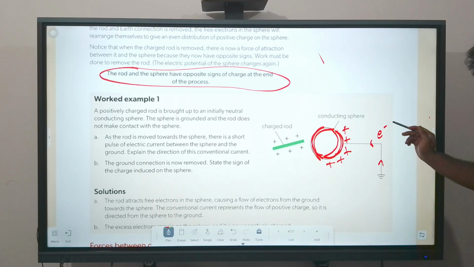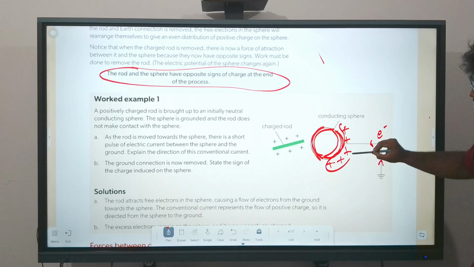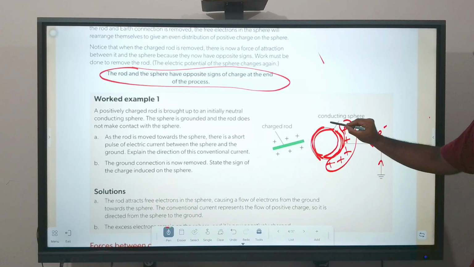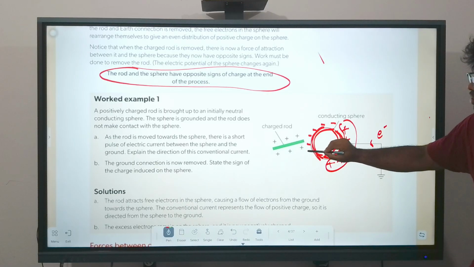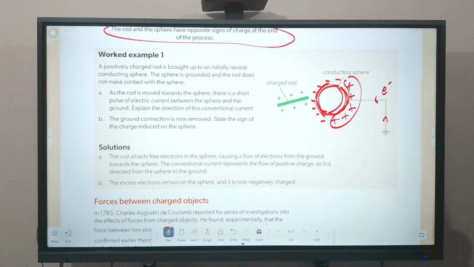It started taking in electrons from the ground, making this neutral. This side of positive charge became neutral. Now, what ended up happening? You were only left with electrons here. Now the rod attracts free electrons in the sphere, causing a flow of electrons from the ground to the sphere.